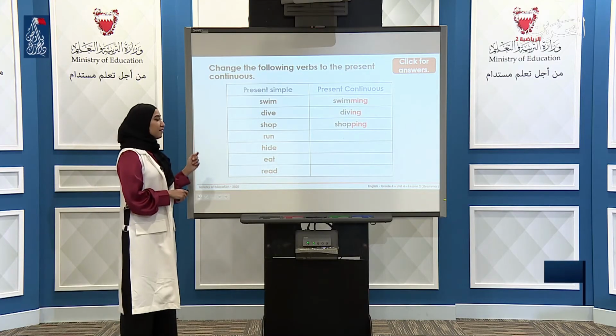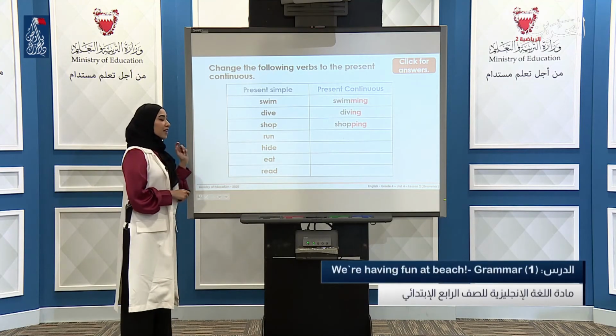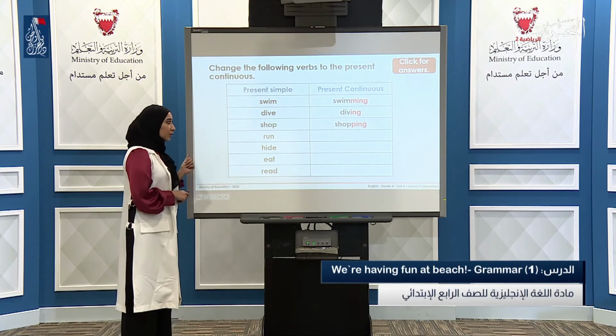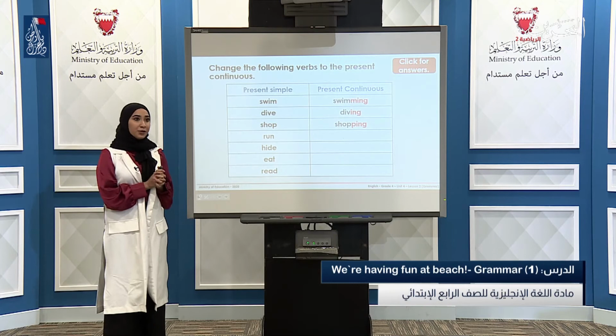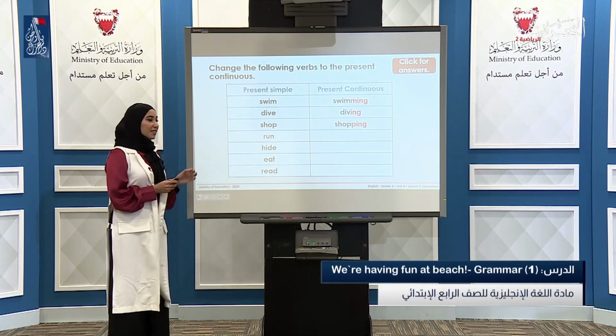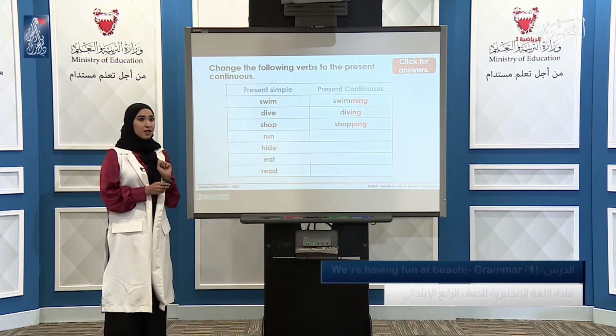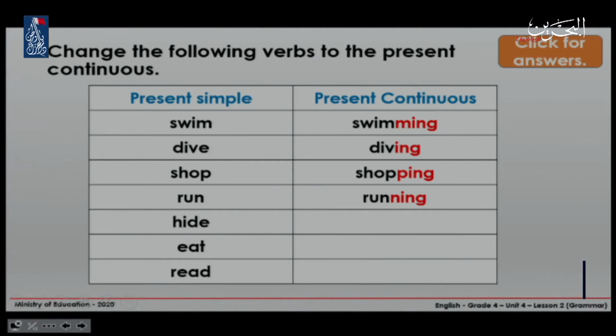Here we have the verb run. We have the vowel U followed by the consonant N. Now what are you going to do? Excellent. We are going to double the consonant N, and our present continuous will be running.